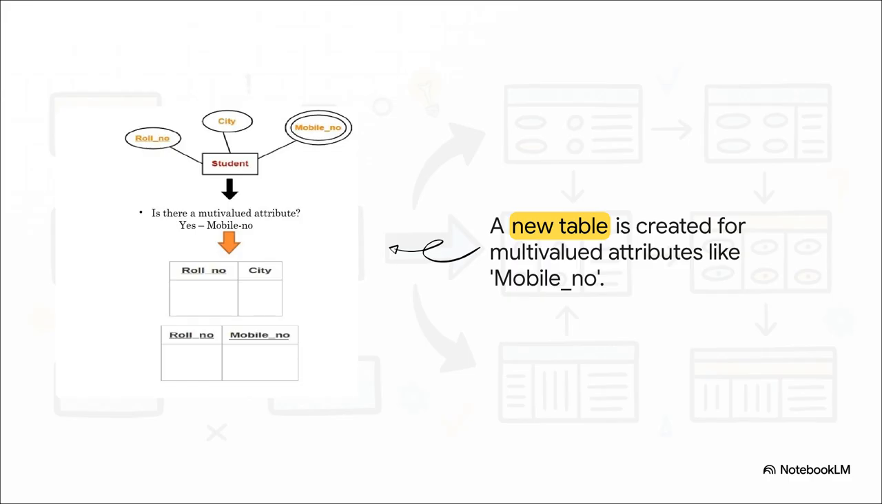The really elegant solution is to create a brand new table just for that one attribute. You can see here we've made a new mobile no table. It holds the phone number itself, and it also holds the student's roll number. That roll number is the link that connects each phone number back to the correct student. It's a clean, scalable way to solve the problem.